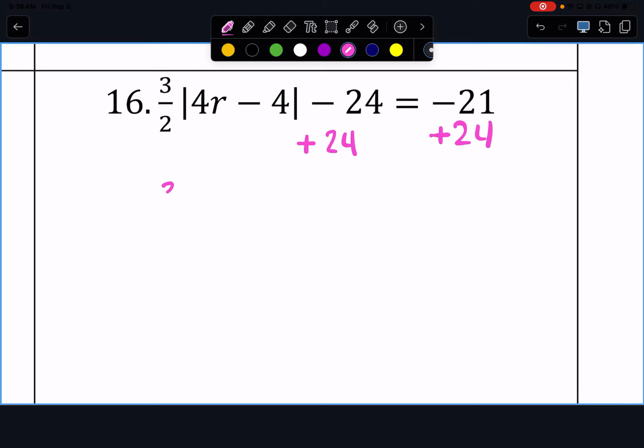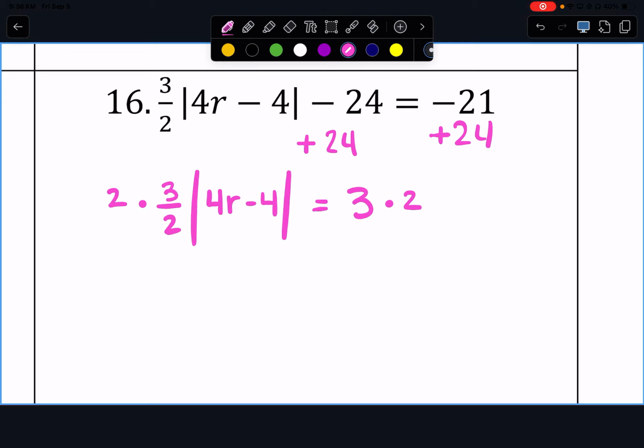So we get 3 halves times the absolute value of 4r minus 4 is equal to 3. Now, how do I get rid of a fraction? I can multiply by 2. I can do it in steps. So you can either multiply by the reciprocal or you could do it in steps. So multiply both sides by 2.